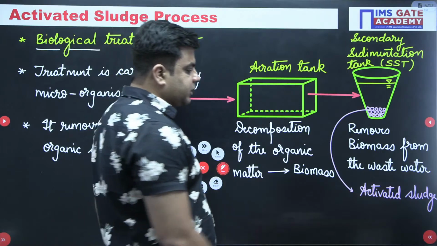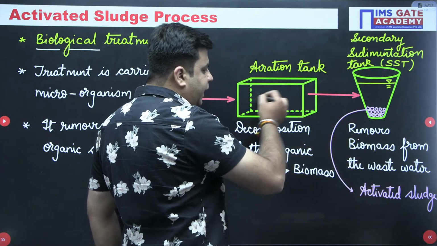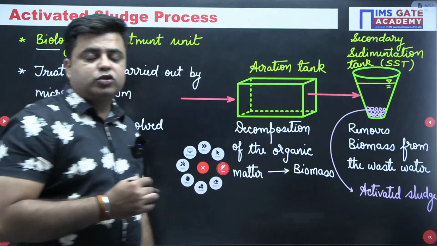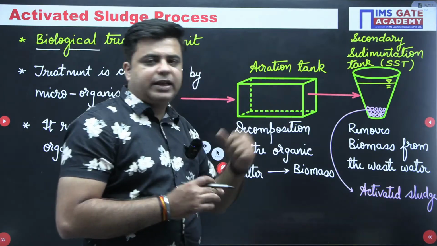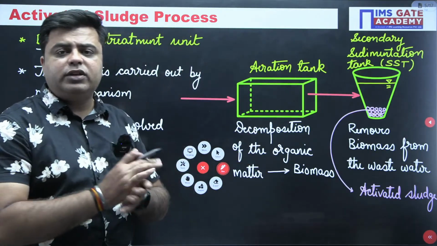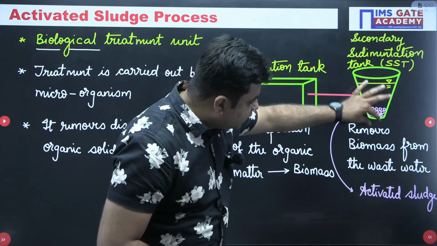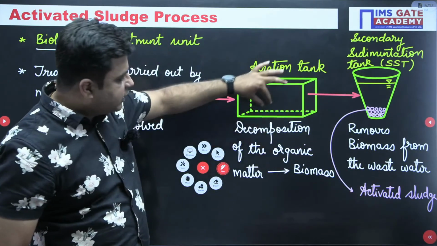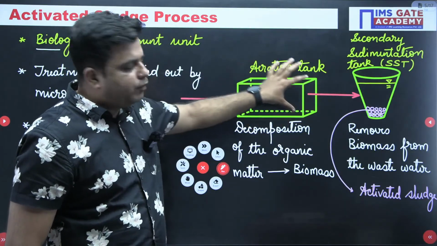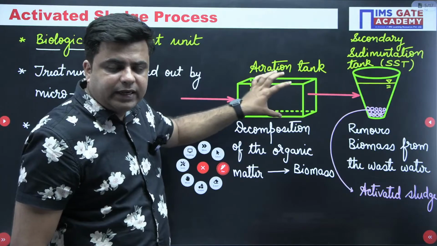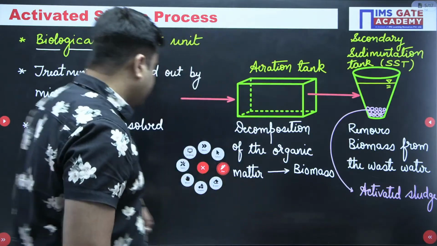Now what happens is, this activated sludge is recirculated back into the aeration tank so that sufficient availability of microorganisms is maintained in the aeration tank to carry out the decomposition of organic matter. Some portion of this activated sludge is recirculated back. Okay, so I will write here.